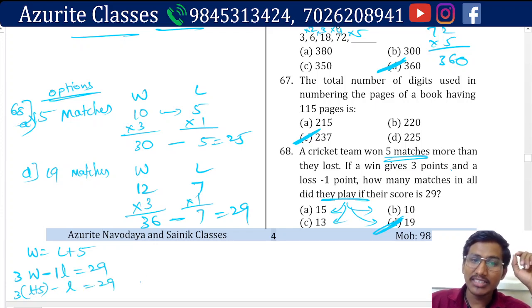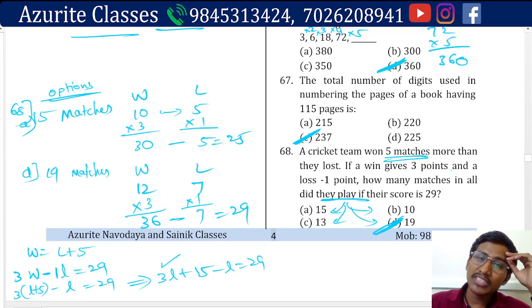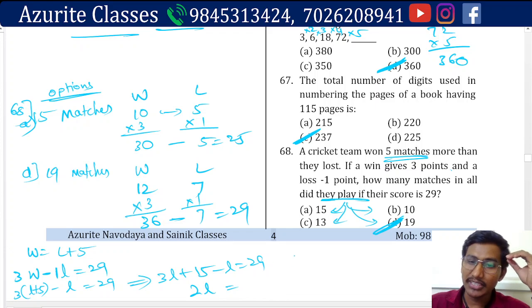So if you multiply with 3 inside, it will come as 3L plus 3 5s are 15, minus L is equal to 29. And then 3L minus L is 2L. If you take the 15 to that side as minus, 29 minus 15 is how much? That is 14.